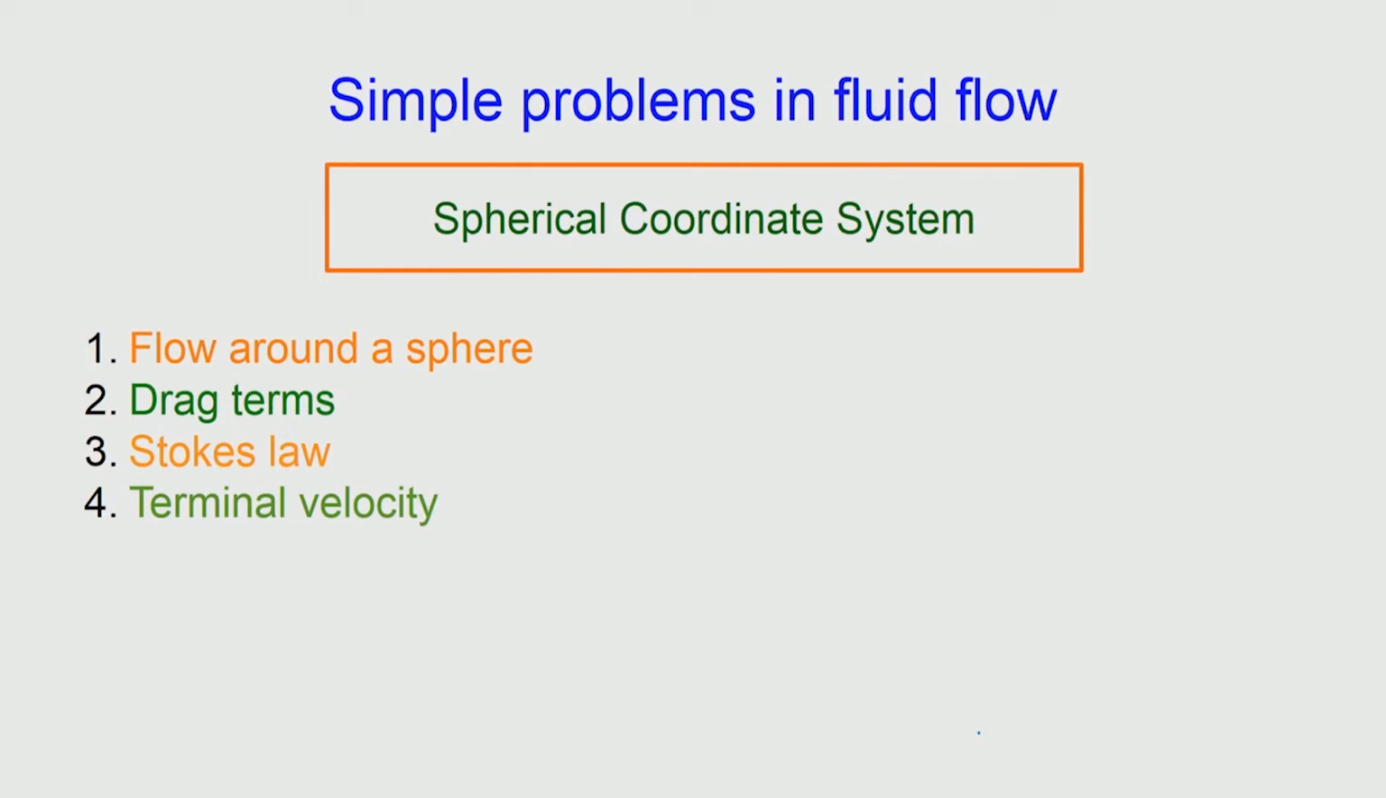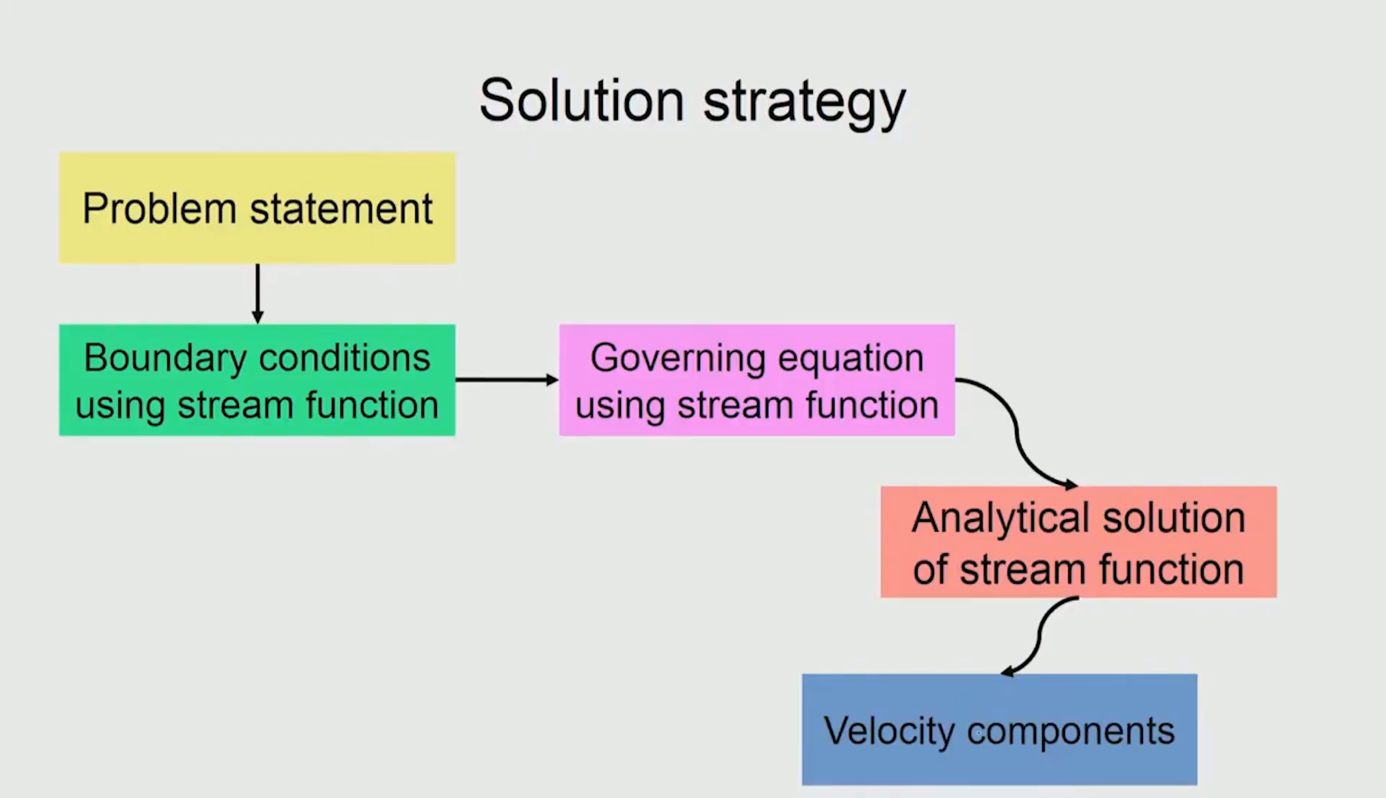So, we will take up the problem of flow around a sphere, and once the solution of the velocity components is available, we will derive what are called the drag terms, namely the force acting on the sphere because of the velocity gradients, and then we will see how we can arrive at the Stokes law, which is very important in metallurgical industrial problems, where terminal velocity of particles is used in extractive metallurgy problems. So, this is the strategy that we are adopting for this problem.